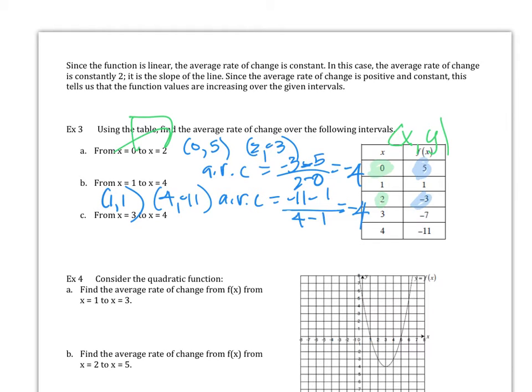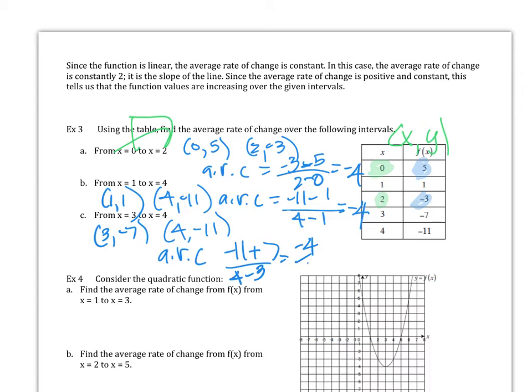Next one. We are doing 3, and it gives us the value of negative 7. And we have 4. Again, that's negative 11. So our average rate of change, negative 11 plus 7 over 4 minus 3. We have negative 4 over 1. So again, we get negative 4. Now, this is an input-output table that actually ended up giving us the same rate of change. But that is not going to always happen.